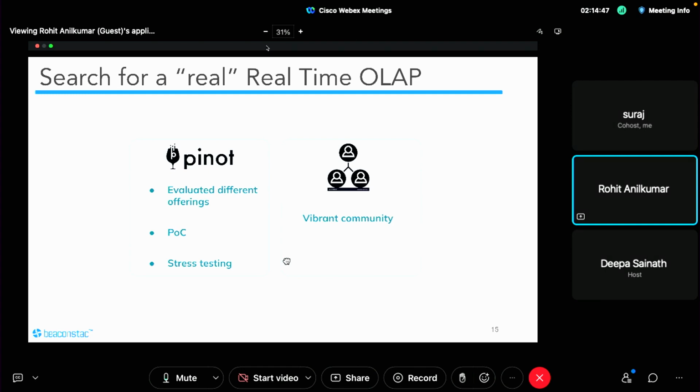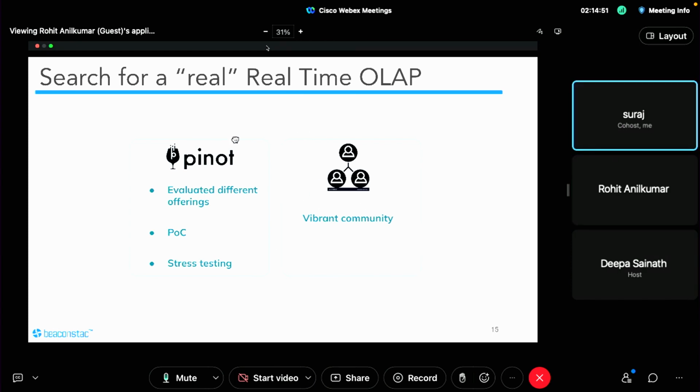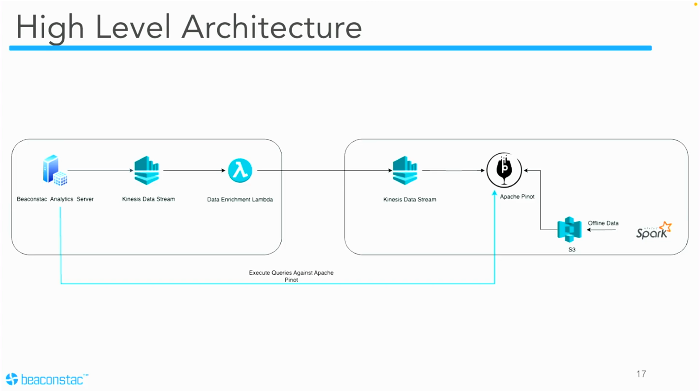Moving to the next slide. Yeah, V2 system. So this is the high-level architecture of the V2 system. The green box that you see on your left side remains the same. It has the V1 engine. We have the Beaconstack analytics server, which pushes the events to a Kinesis data stream.